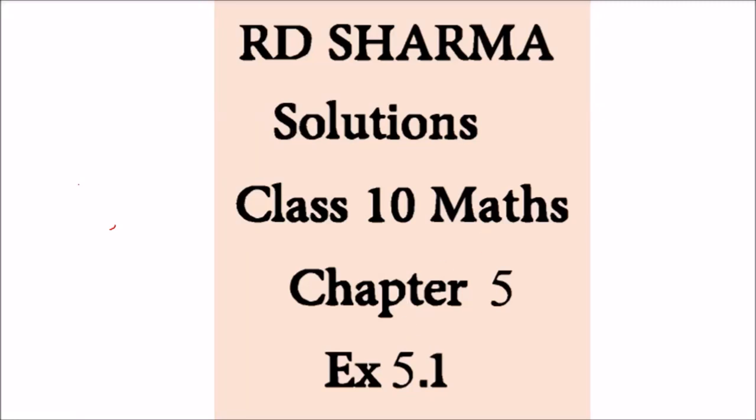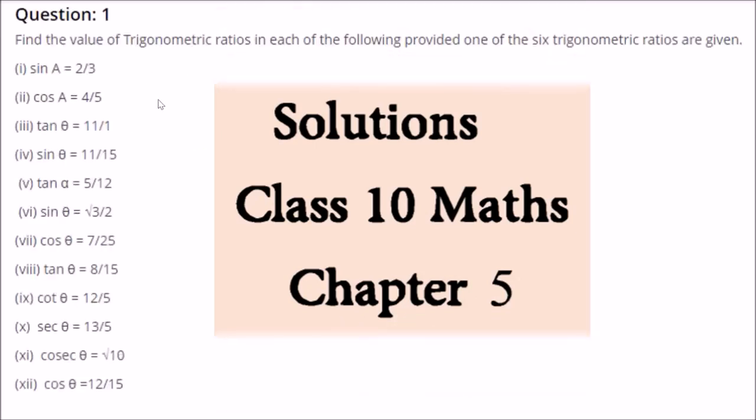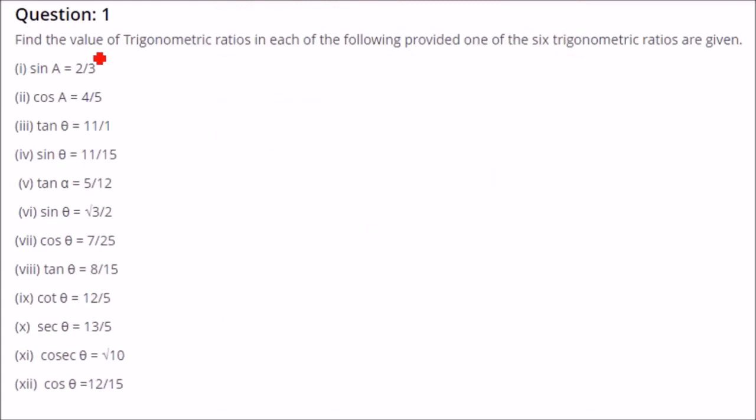We are taking exercise 5.11, which is chapter number 5, class 10 maths and RD Sharma solutions. So in all these, we have to find the value of trigonometric ratios in each of the following, provided one of the 6 trigonometric ratios is given. This means one of the 6 trigonometric ratios, meaning 2 sides are given. Let me tell you how.